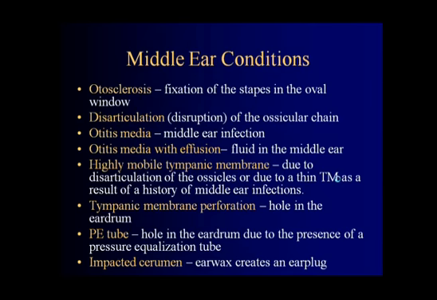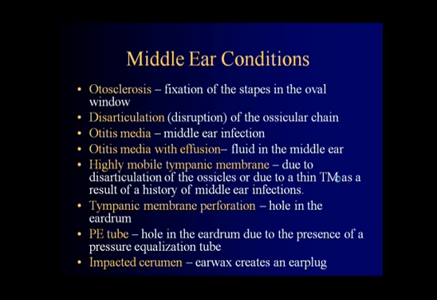Let's talk about some middle ear conditions. Otosclerosis is fixation of the stapes in the oval window. There could be a little growth around the stapes that freezes the stapes footplate in the oval window. This greatly decreases the amount of sound vibrations that will be allowed to be transferred into the inner ear. When that happens, we can expect a hearing loss.